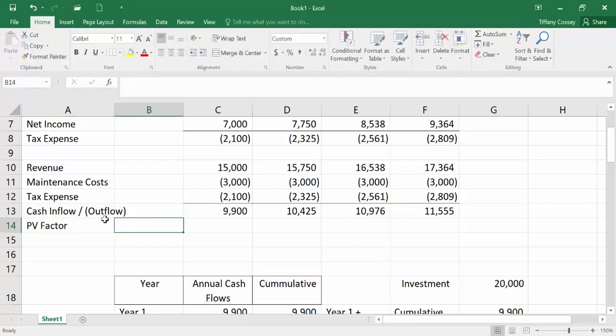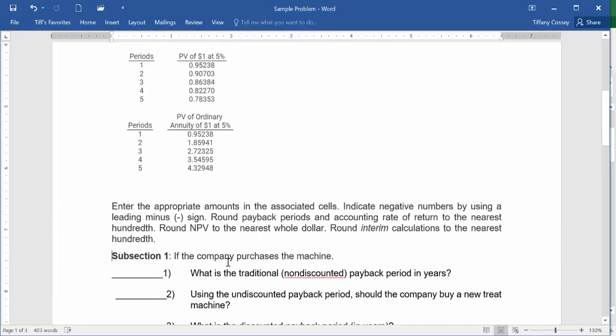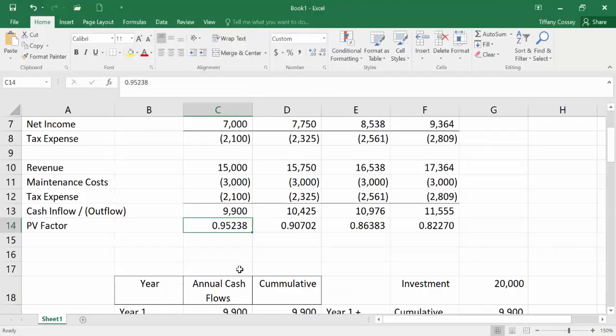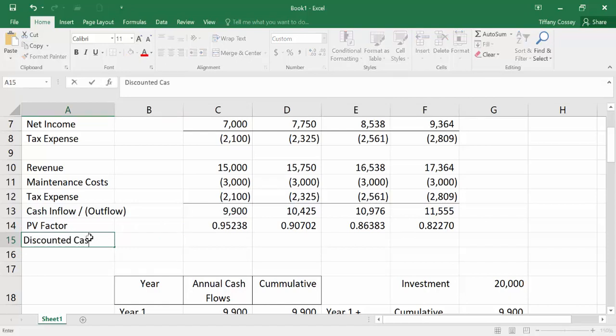And I'm just going to insert these rather than make you watch me type them. Okay. And all of these factors came from this chart. So you'll always be given present value tables if you have to do present value calculations. And so each period came back at a different rate, and we bring each one back using the present value of $1 at 5%. So I've taken those rates, put them in here, and then we're going to multiply them by the cash inflow for each of those years. And that gives us the discounted cash flows.